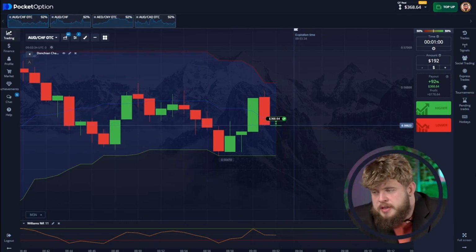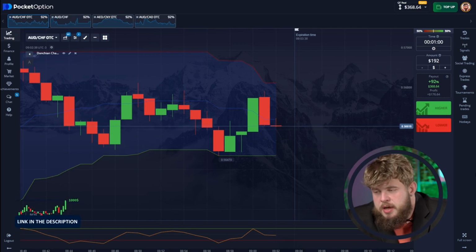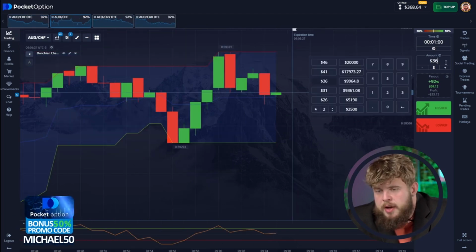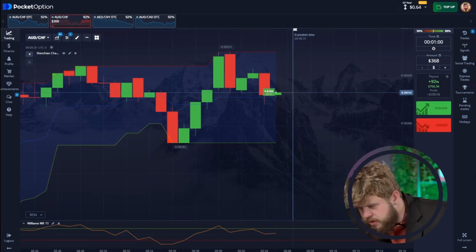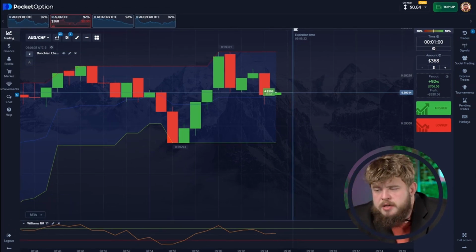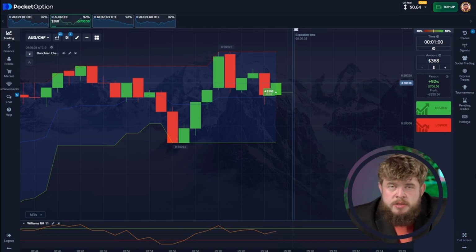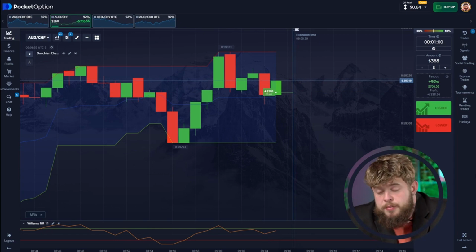Well, so that's it. We have around $368 right now on the account. A very nice start. Well, so let's trade AUD/CHF. Let's change our investment to $368. We have opened buy position because once again it's the same kind of scenario.